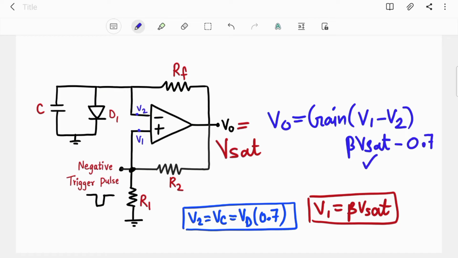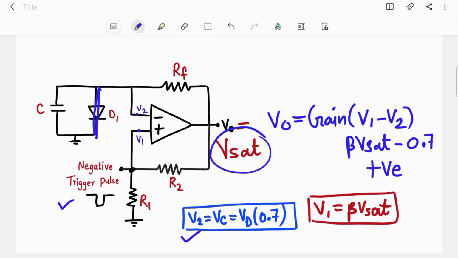So obviously beta Vsat will be greater than 0.7. 0.7 is a very small value. So this difference, V1 minus V2, is positive and it is going to be amplified by this gain. Okay, so this is how the stable state is maintained. Because this diode is short circuit, there is 0.7 at V2, so V1 is always greater than V2. That's why your output is Vsat, always.